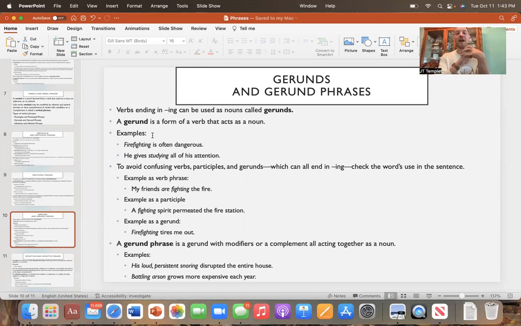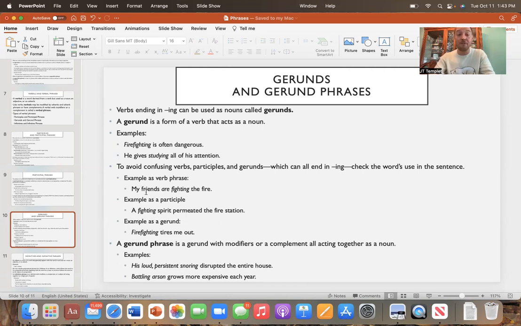So examples, firefighting is often dangerous. He gives studying all of his attention, right? Give is the verb. Studying here is a noun, right? To avoid confusing verbs, participles, and gerunds, which can all end in ing, just check the word's use in the sentence. How is it functioning?